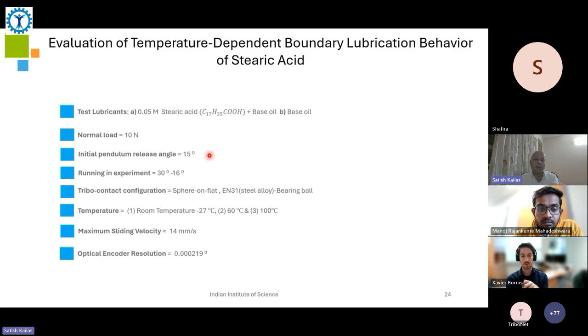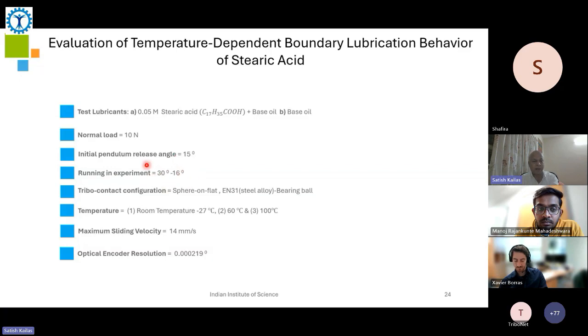And so we first started off by studying stearic acid, which is the standard boundary lubricant that is studied in many places. So we did a test lubricant with 0.05 molar concentration of stearic acid in a base oil. Base oil is a standard base oil that we get from the market. The normal load was kept at 10 Newton. The initial pendulum release angle was kept at 15 degrees. And we did 10 running-in experiments from 13 to 16 degrees so that we get a kind of steady state.